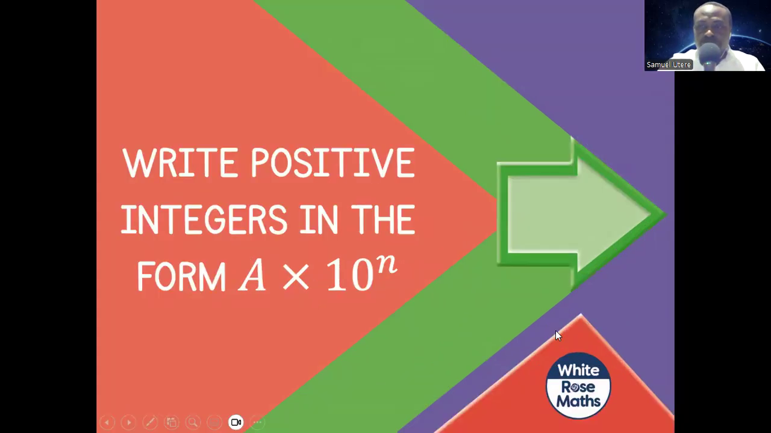So, in your previous lesson, you learned how to write 10, 100, 1,000, 10,000, 100,000, 1,000,000, 1,000,000,000, 1,000,000,000,000, so on and so forth as powers of 10. In this lesson, you're going to learn how to write positive integers in the form a times 10 to the power n, or in what we call standard form or scientific notation.